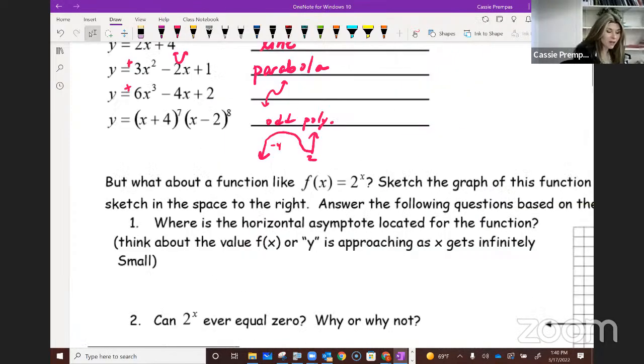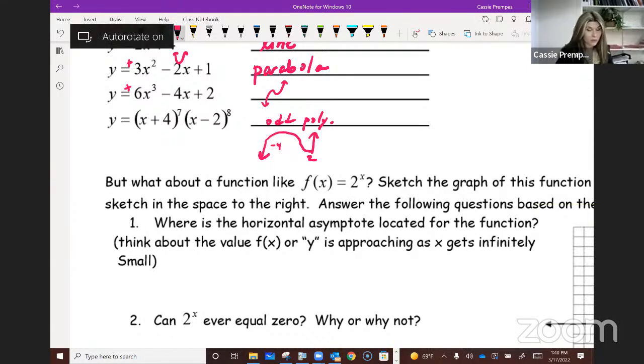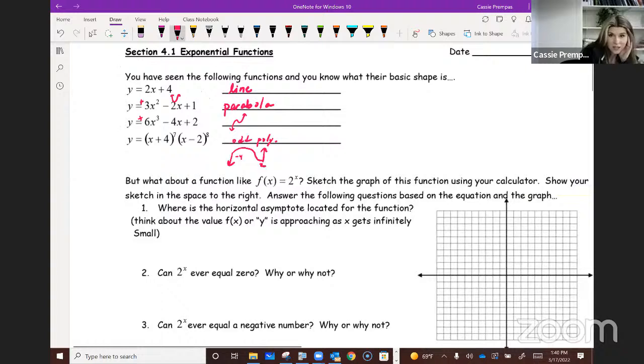So here we are. What about this function? f of x equals 2 raised to the x power. Right now, you probably don't know what shape that would create. I know the previous ones, but I don't know this one. So let's answer some preliminary questions. And just so you know, this is a parent graph. This would be the parent function for an exponential equation. So let's study it and see what types of things happen with it.